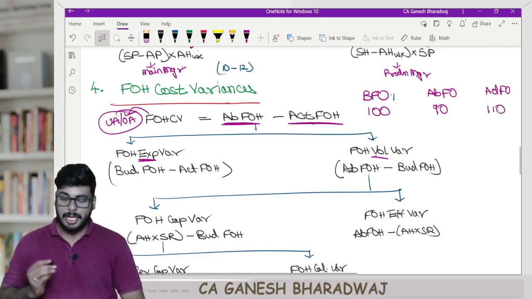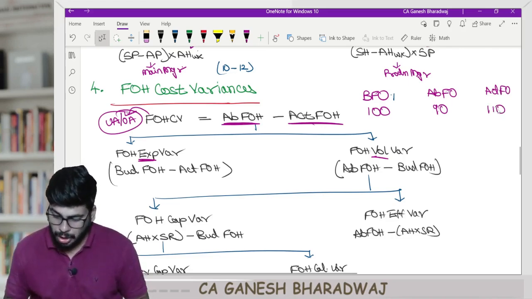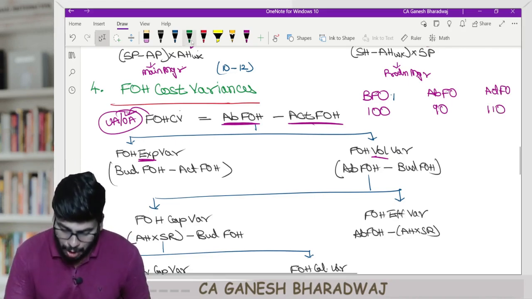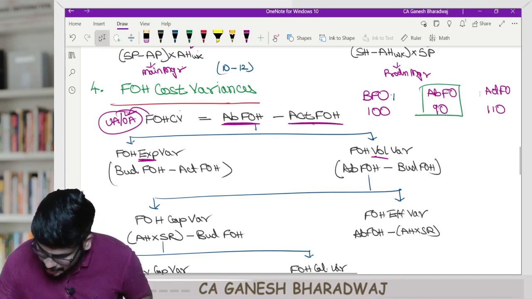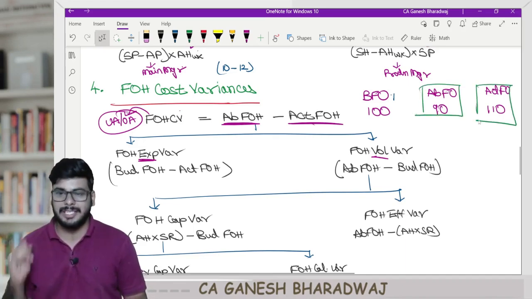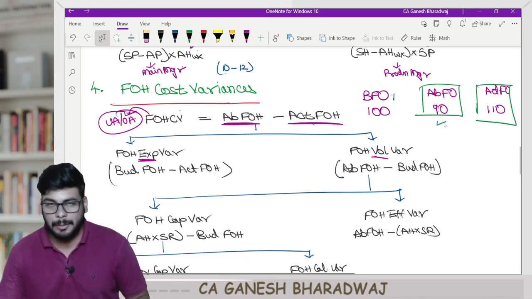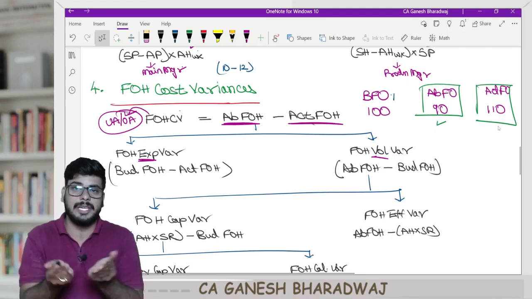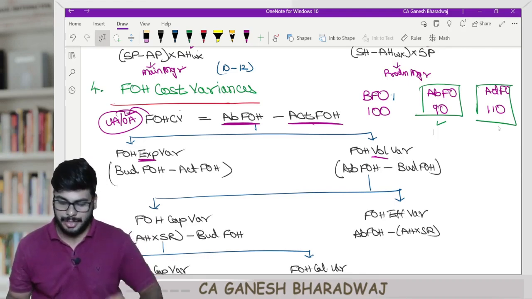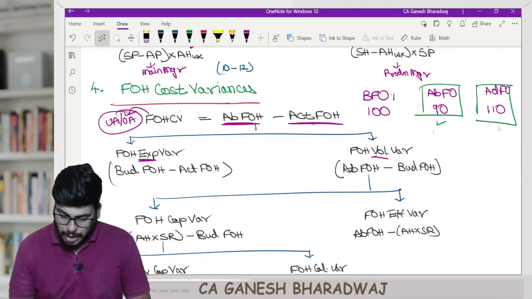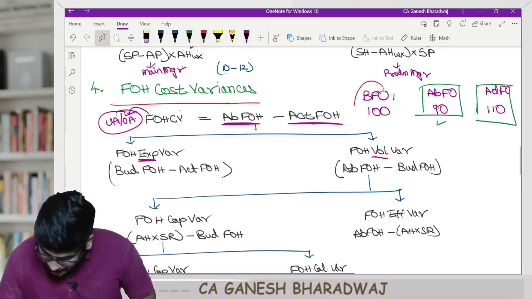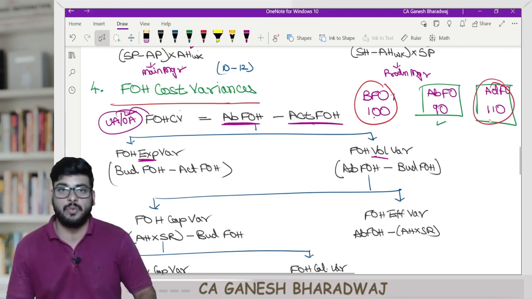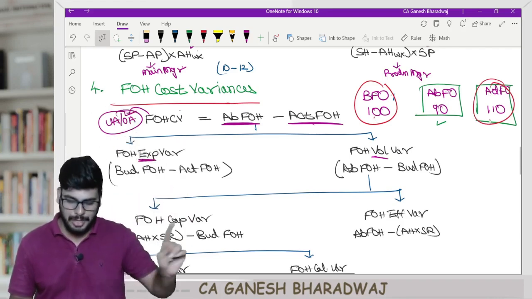Are you clear with this? Now this concept of fixed overhead cost variance compares absorbed fixed overheads with actual fixed overheads. In this case, absorbed fixed overheads is 90, actual fixed overheads is 110. So basically here it's going to be 20 adverse. Are you clear with this? Now expenditure variance compares my budgeted figure with my actual figure. It is 100 minus 110. You have incurred 10 rupees more. Are you clear with this?